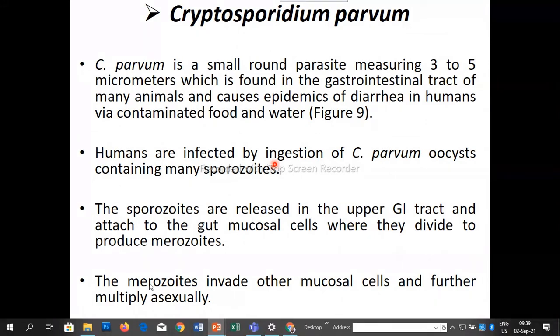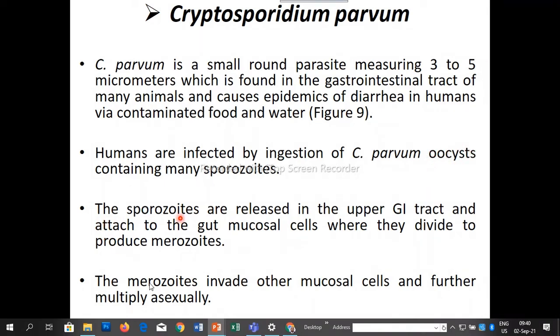So Cryptosporidium parvum is a small round parasite measuring 5 micrometers, very small compared to a red blood cell. It is found in the gastrointestinal tract of many animals and causes epidemics of diarrhea in humans via contaminated food and water. Humans are infected by ingestion of Cryptosporidium parvum oocysts containing many sporozoites. Guys, don't get confused. Previously, with Entamoeba histolytica, we used to say cyst. Now, for apicomplexans, because Cryptosporidium is an apicomplexan, we don't say cyst, we say oocyst.